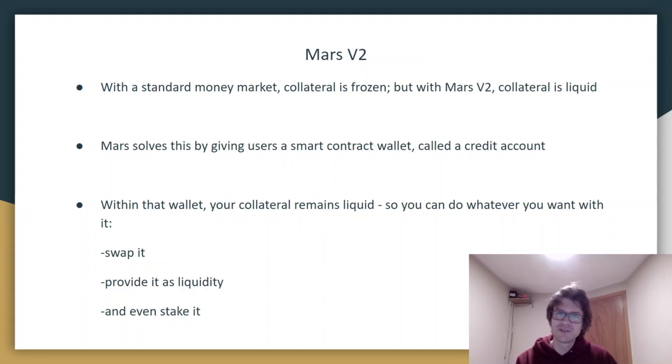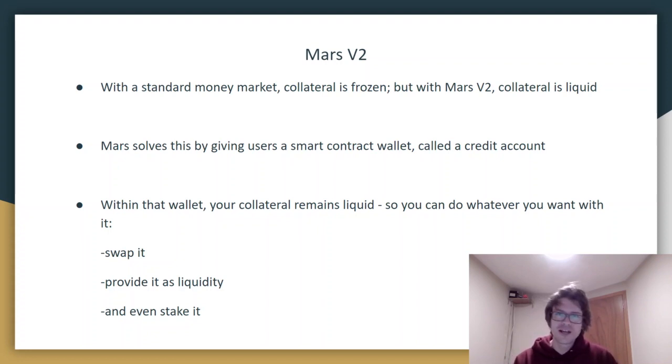Mars wants to give you liquid collateral, and Mars does this by, instead of using a normal address, giving you a smart contract wallet, and they call it a credit account. So within the credit account, you can swap your collateral, you can provide your collateral as liquidity, you can stake your collateral using liquid staking, and everything you're doing within this credit account, the collateral is always available for liquidation.